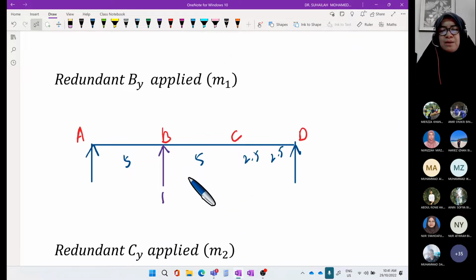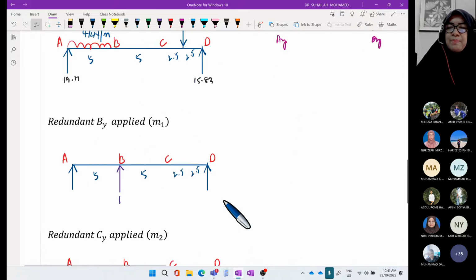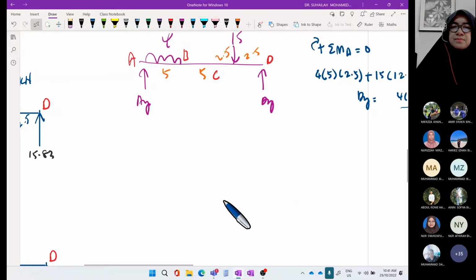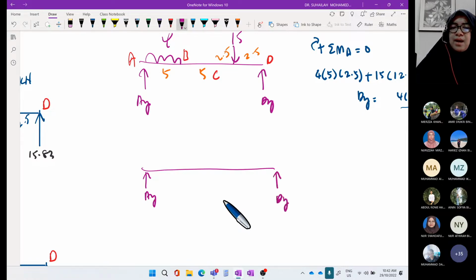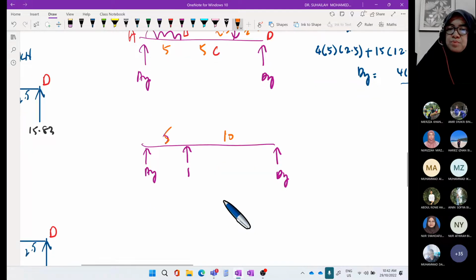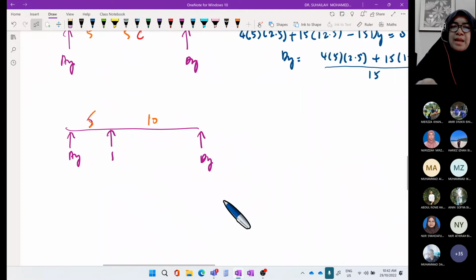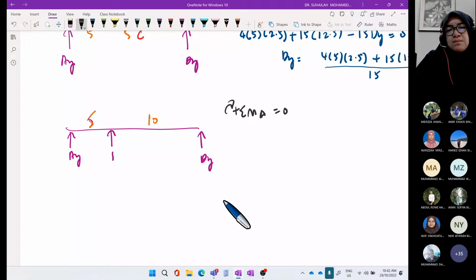Okay, we move to redundant BY applied. Redundant BY applied, please calculate AY and DY. Macam mana nak calculate yang ni? AY, DY, a unit value of BY. So distance sini 5 meter. Sini 10 kan? Okay, again taking moment at A. It is -1 times 5 minus 15 ya. Betul kan?